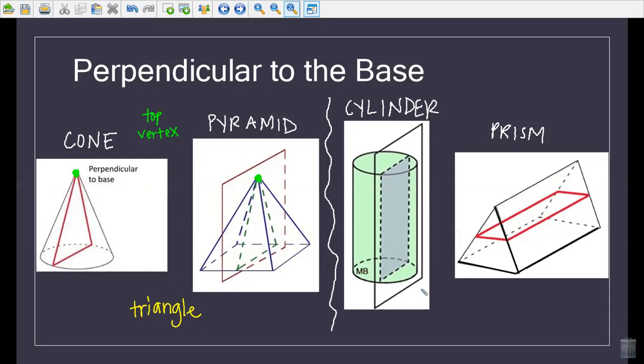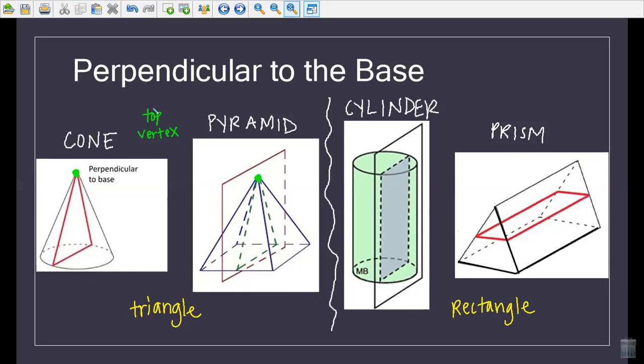Okay, every time. For our cylinder and our prism, if I go perpendicular to the base, for both of them, it's always going to be a rectangle. You don't have to worry about anything specific, but it's always going to be a rectangle if I'm perpendicular to the base for these two shapes, right?